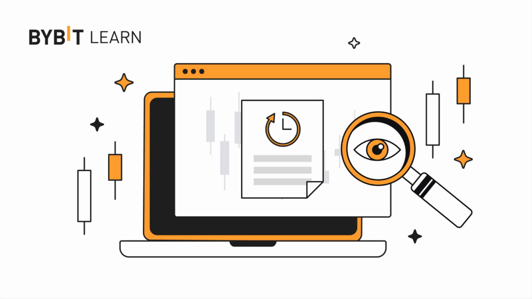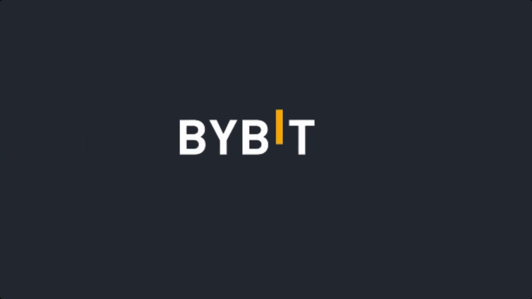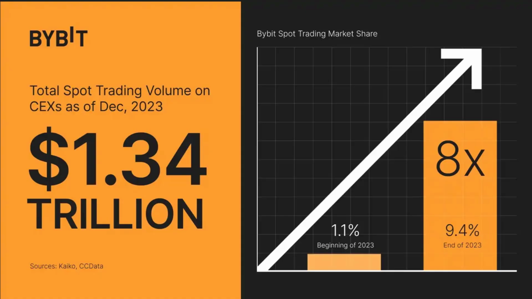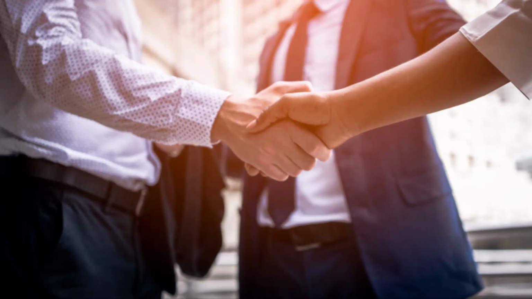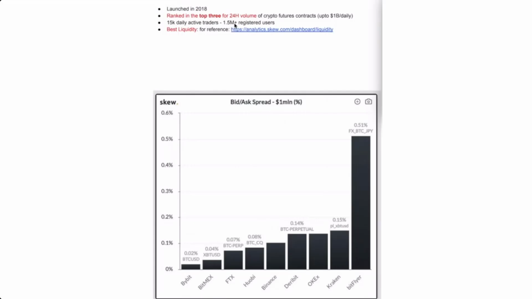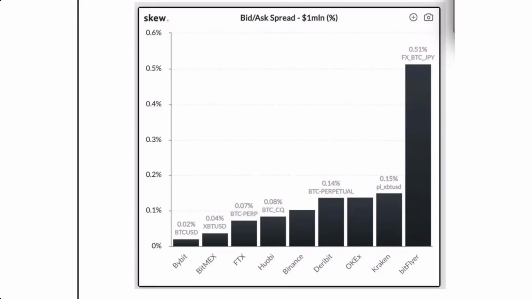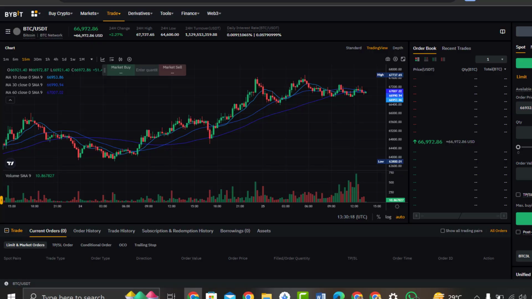Let's dive into the details to help you use Bybit profitably and responsibly. Bybit is gaining popularity as a derivatives trading exchange for Bitcoin and altcoins due to its excellent customer service, high liquidity, and smooth trading experience. Launched in 2018, it boasts 15,000 daily active traders, or 1.5 million registered users. Bybit's liquidity is evident in the spread between bid and ask, which is lower compared to other exchanges like BitMEX, FTX, Huobi, and Binance. Now, let's move on to the tutorial.